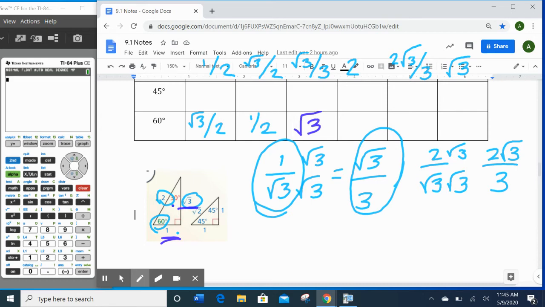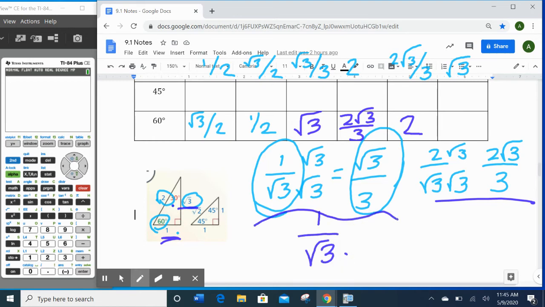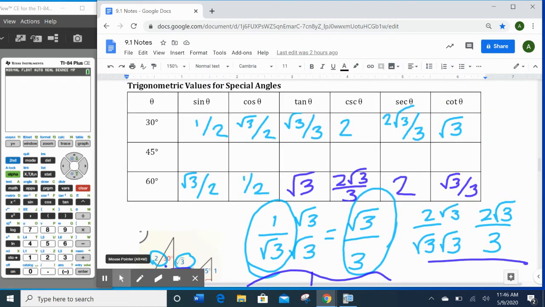And then the reciprocal of the sine for the cosecant is 2 over √3, which I've already done the work, is 2√3 over 3. The reciprocal of the cosine is 2 over 1, which is 2. And the reciprocal of √3 is 1 over √3, which I've already rationalized here, √3 over 3. So 30 and 60 are related. Hopefully you can see the matching up, but still different.